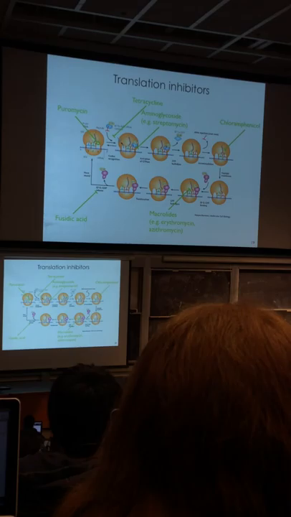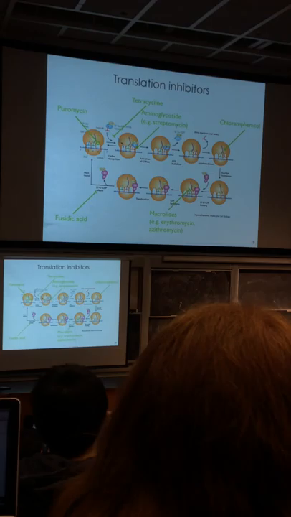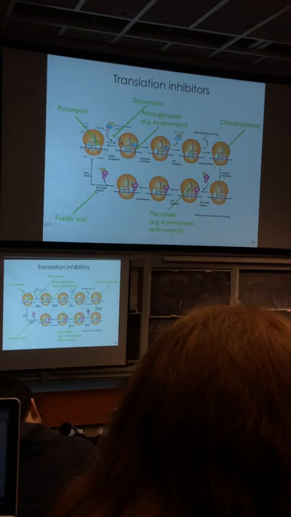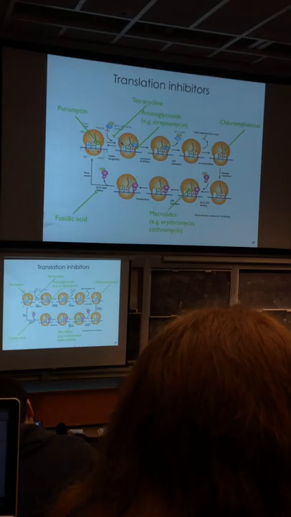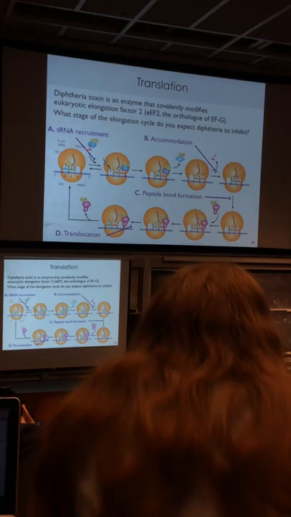And each of these can inhibit different steps, including the recruitment of the tRNA or its accommodation, peptide bond formation, translocation in two different ways. And so most of these drugs listed here are specific for prokaryotes or are quite general. But there are actually some drugs that also are specific for eukaryotic translation.